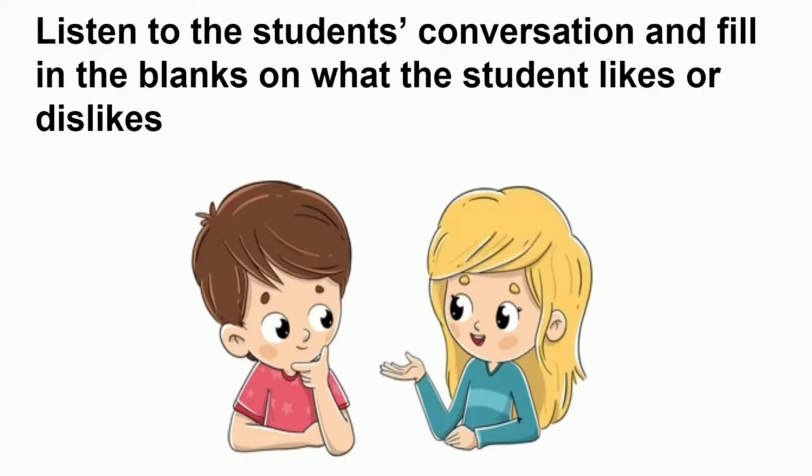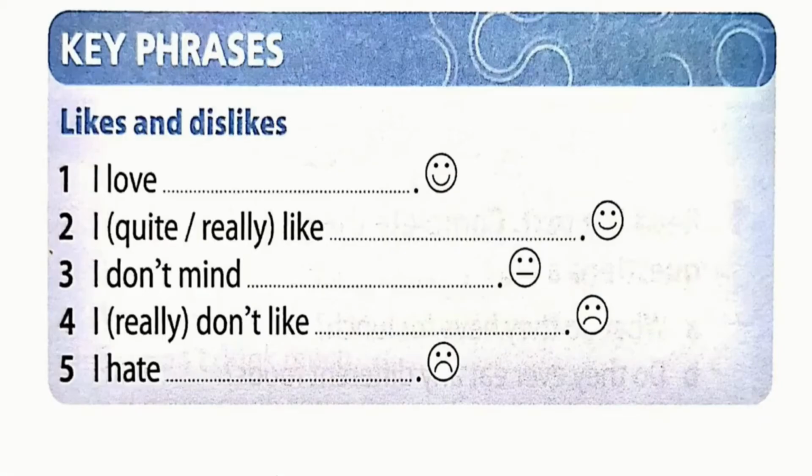What you have to do is listen to the students' conversation and fill in the blanks on what the student likes or dislikes. This is the exercise. We have likes and dislikes over here and we have 5 key phrases: I love, I quite or really like, I don't mind, I really don't like, I hate. Base on the key phrases and listen to the audio and fill in the blanks. Same as just now, you will do this in the live worksheet and submit it on Google Classroom. Now you listen to the audio.